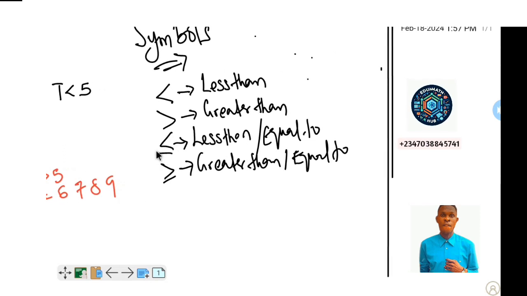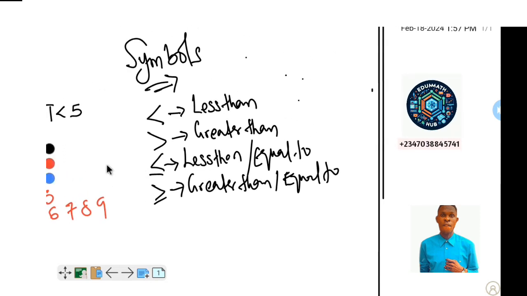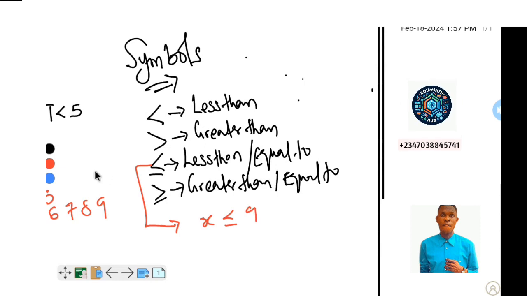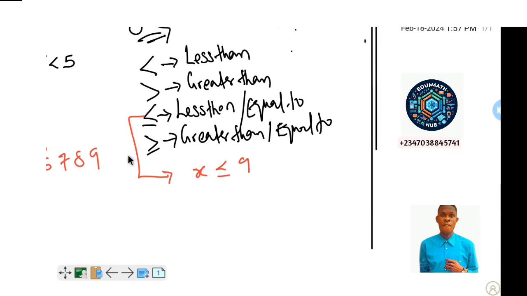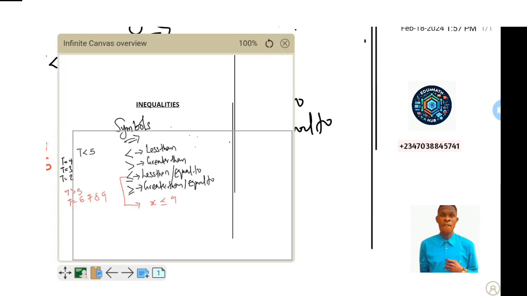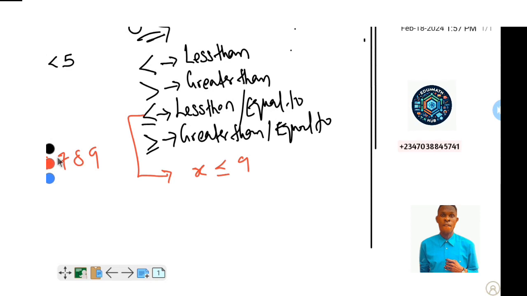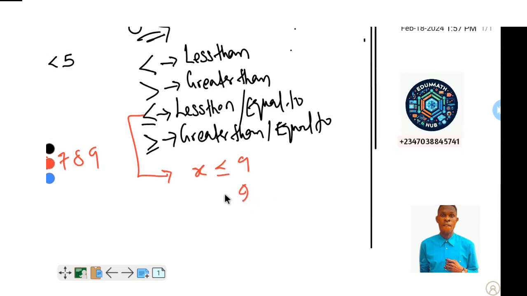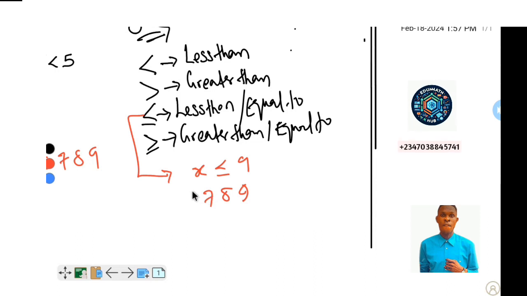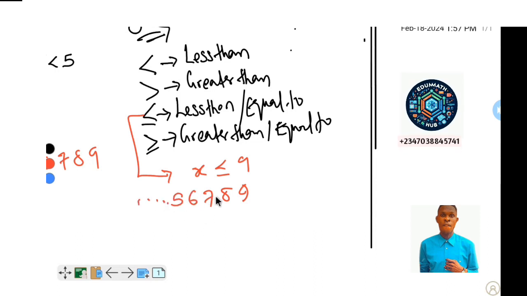Now for this symbol, which is called less than or equal to, let me assume x is less than or equal to 9. So the values of x can be numbers that are exactly 9 and below, because it is less than or equal to. So it will start from 9, then it can go down like that: 8, 7, 6, 5, and so on. These are the values of x, because x is less than or equal to 9.